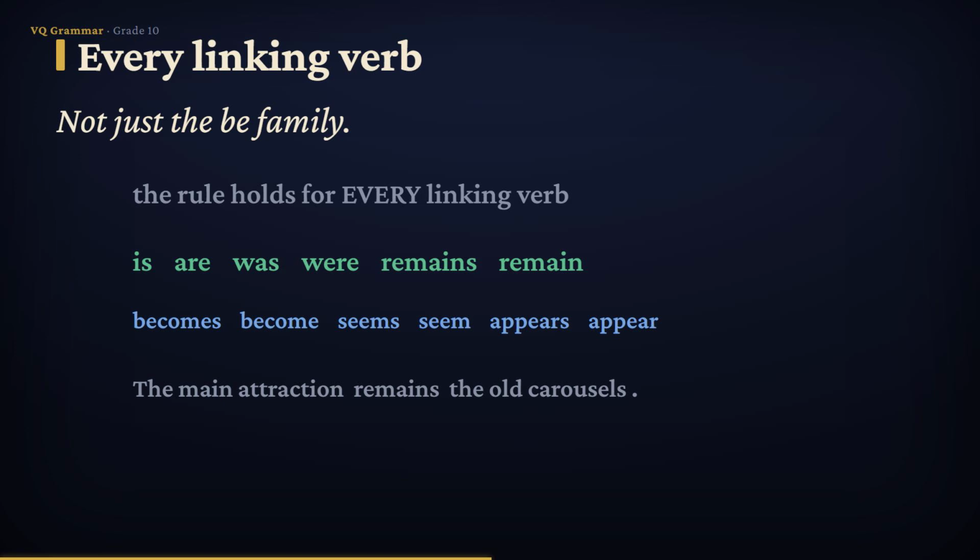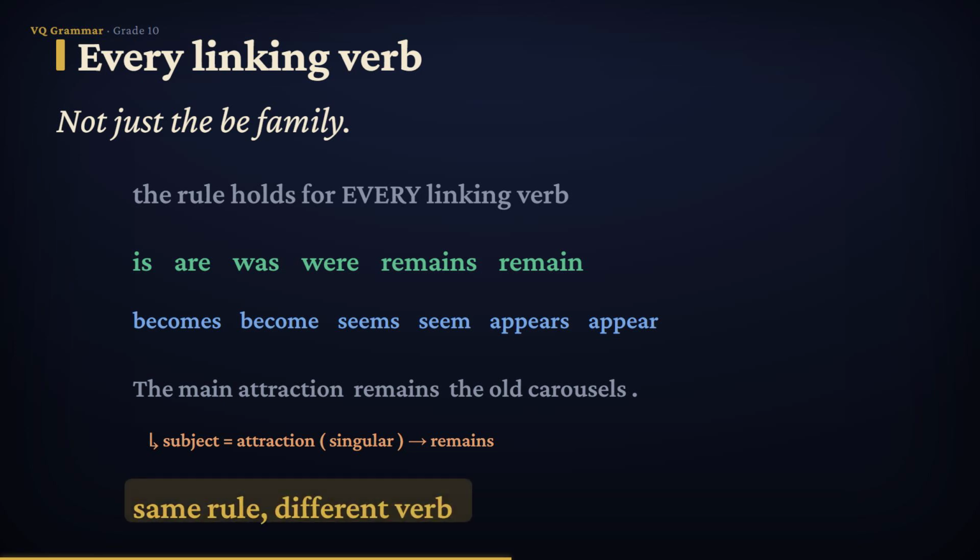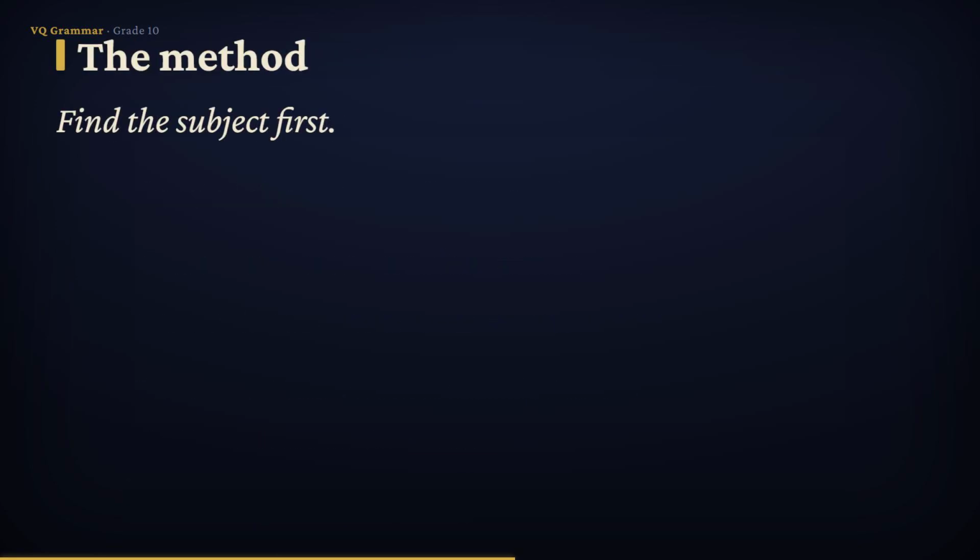But it is the predicate nominative, so it gets no vote at all. The subject is attraction, singular, so the verb is remains. Same rule, different verb. So here is the method, and it is only 3 steps.